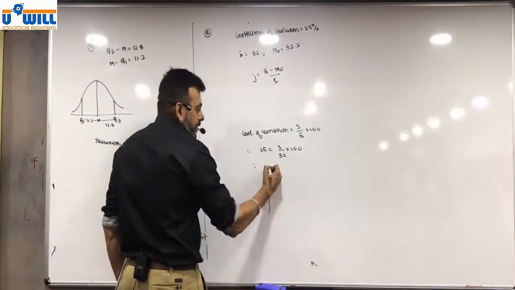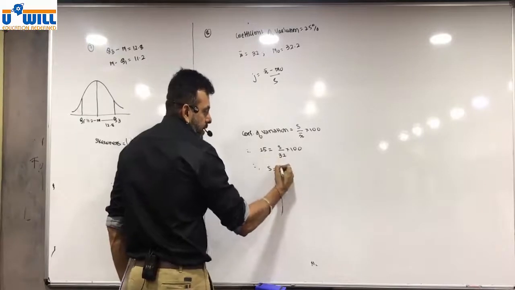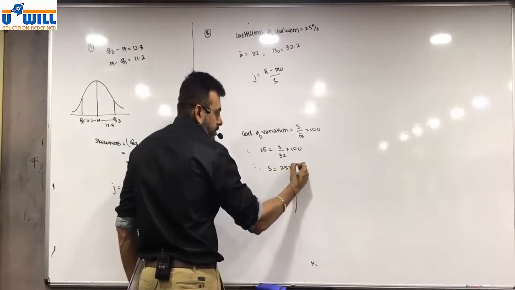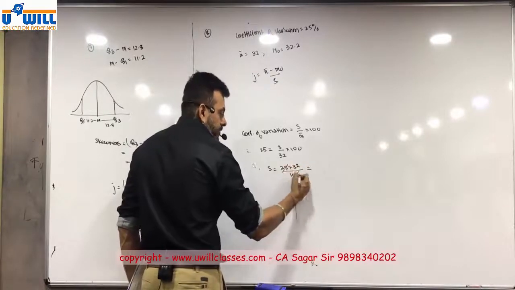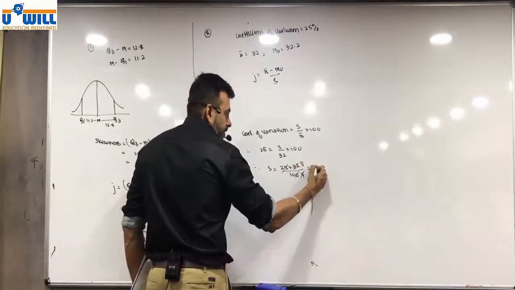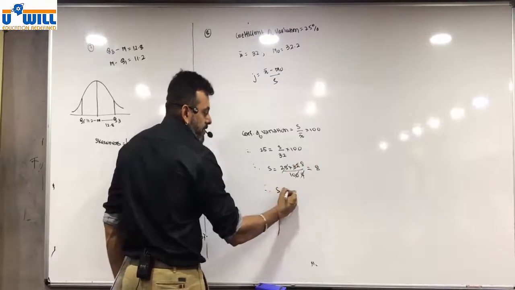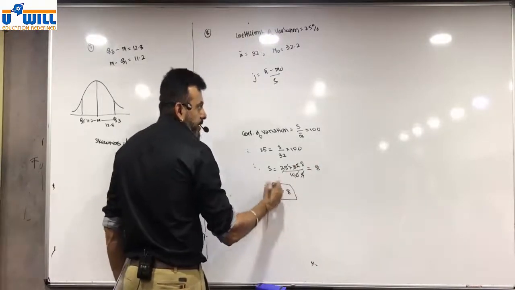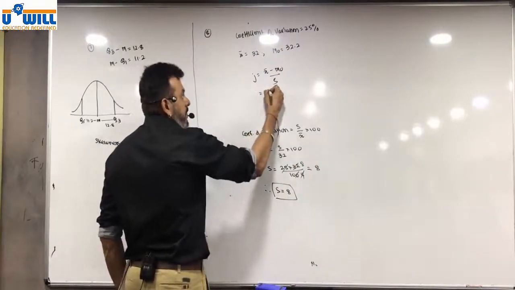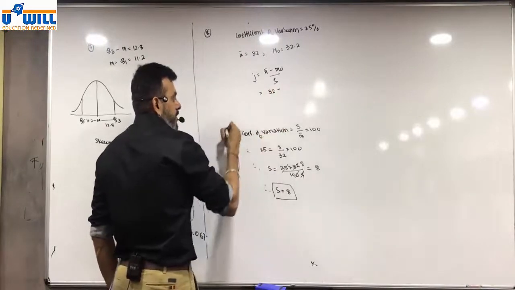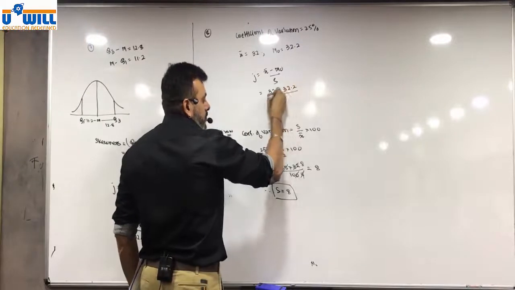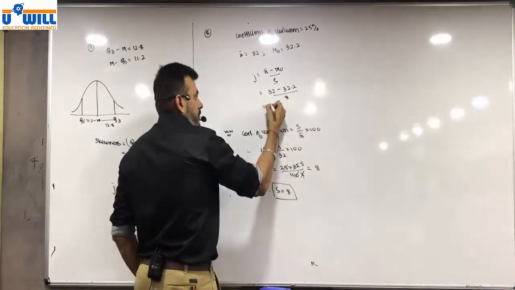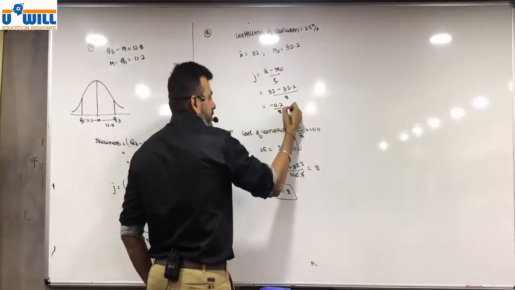Therefore, S is equal to 25 into 32 upon 100, which is equal to 25 4s are 100, 4 8s are 32, 8. Therefore, standard deviation is equal to 8. Applied in the formula, mean is 32 minus mode 32.2 upon 8, minus 0.2 by 8.